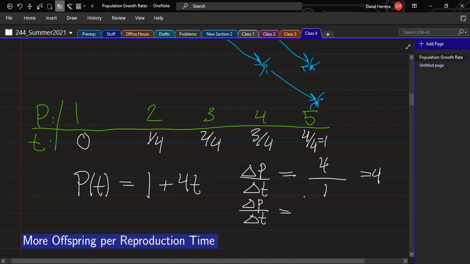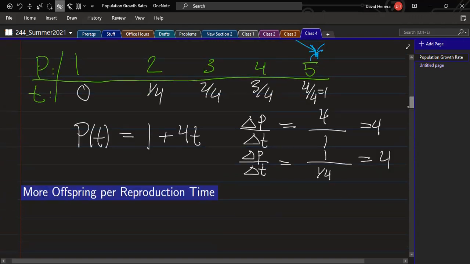The other way to measure delta p over delta t is to think about it in terms of units of p. So think of it from p's perspective. In order to get a change of p of 1, how long do you have to go? Well, you have to go by 1/4, which is also 4. So you see, in both these cases, you can measure the rate of change in terms of 4, but it's just based off perspective.